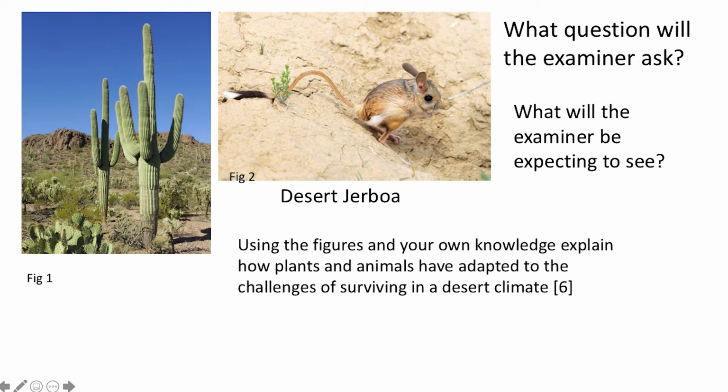Let's take a look at the other animal, the desert jerboa. It's a small little rodent. We might never have seen it before, but there it is, a small little rodent. It's got big ears and big eyes. So that gives us some idea as to how it might live and, you know, the temperatures surrounding it. Let's look at an answer.